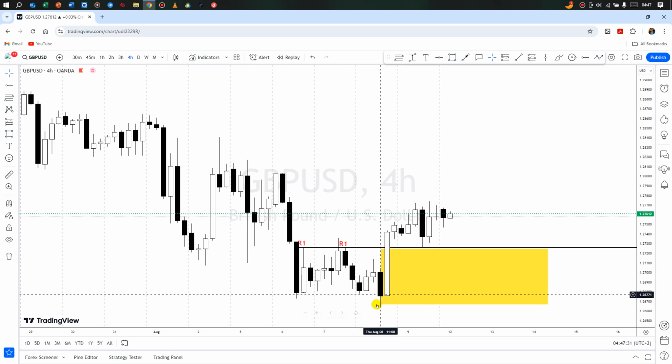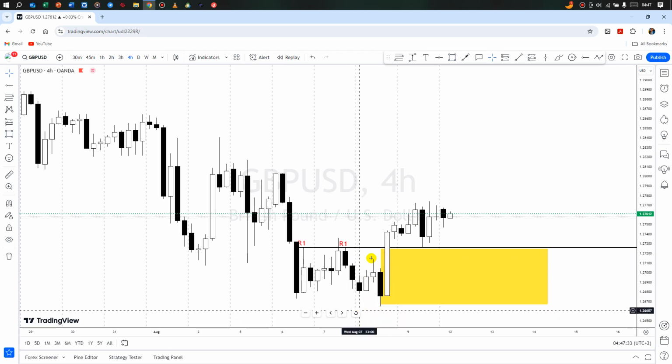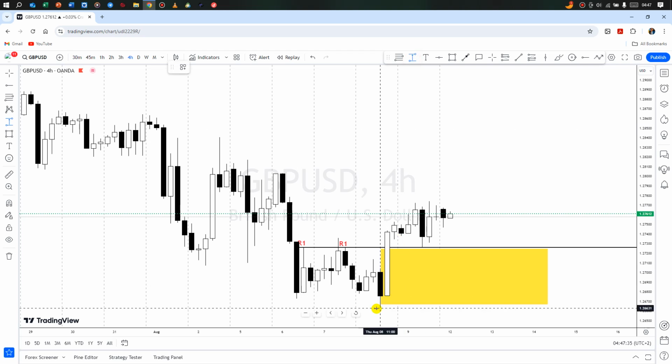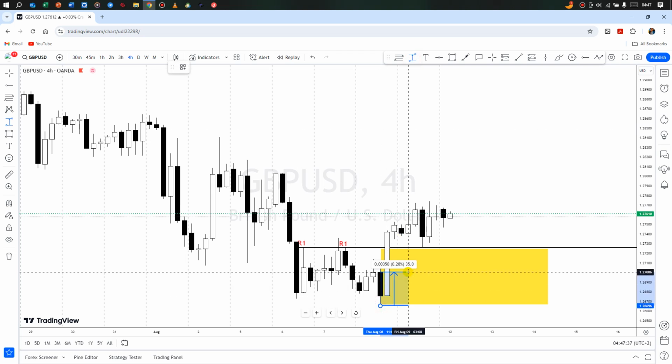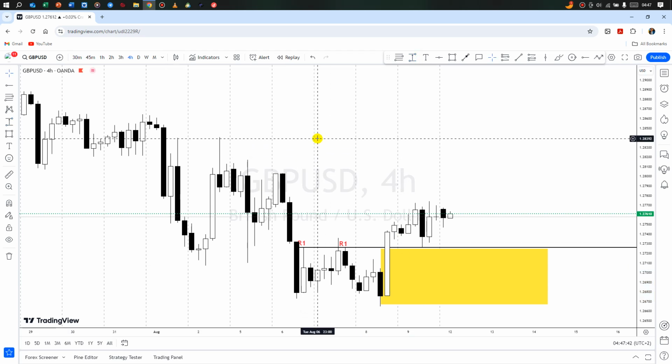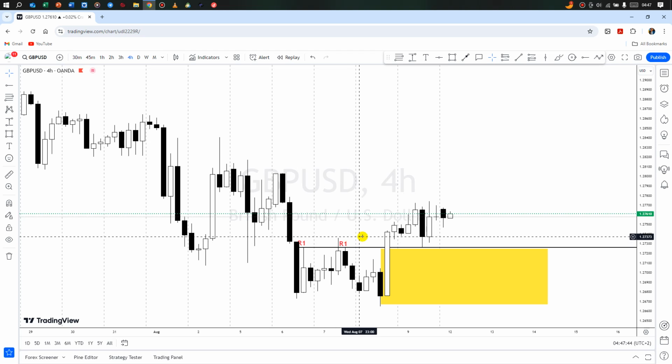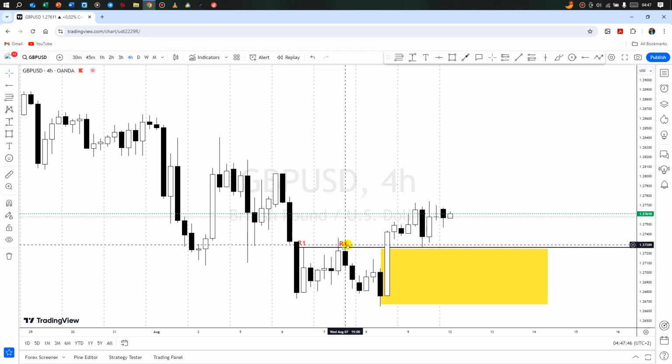Already you can see we have a top base rally demand zone, but I don't think it will be a high probable zone due to the risk size. As you can see, it's about 35 pips, which is exceeding 20 pips. Like I said, your zone should always be 20 pips or less.